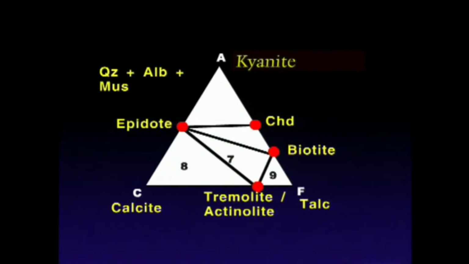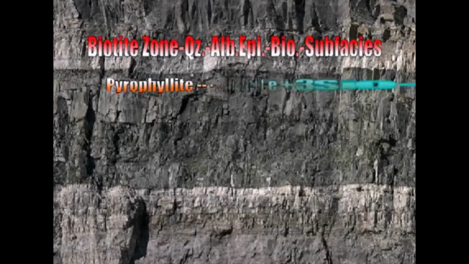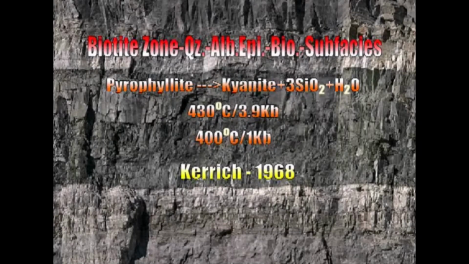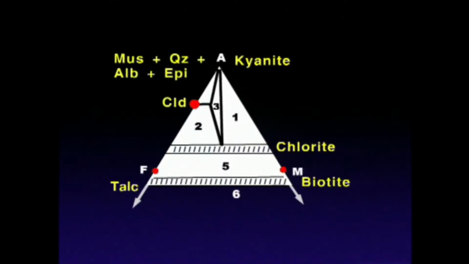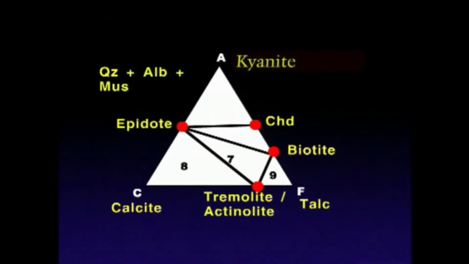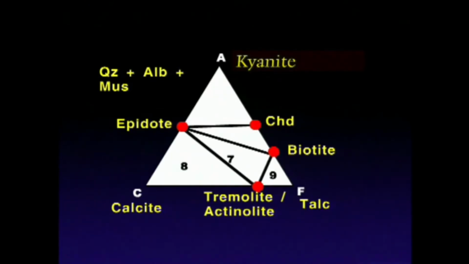In aluminous pelitic rocks, pyrophyllite disappears and kyanite appears. By the reaction, pyrophyllite gives rise to kyanite plus water. This reaction was carried out by Carrick at 400 degrees centigrade 1 kilobar and 430 degrees centigrade 3.9 kilobar. Mineral assemblages on the basis of ACF, AKF and AFM diagrams. Look on the screen where we can observe the formation of two new minerals as compared to chlorite zone, that is the first appearance of kyanite and first appearance of biotite during biotite zone of green schist facies.